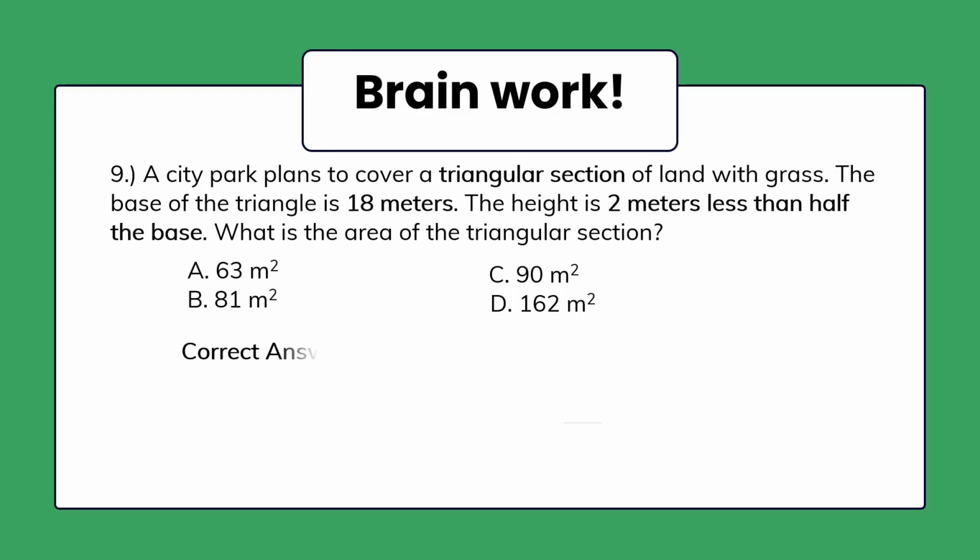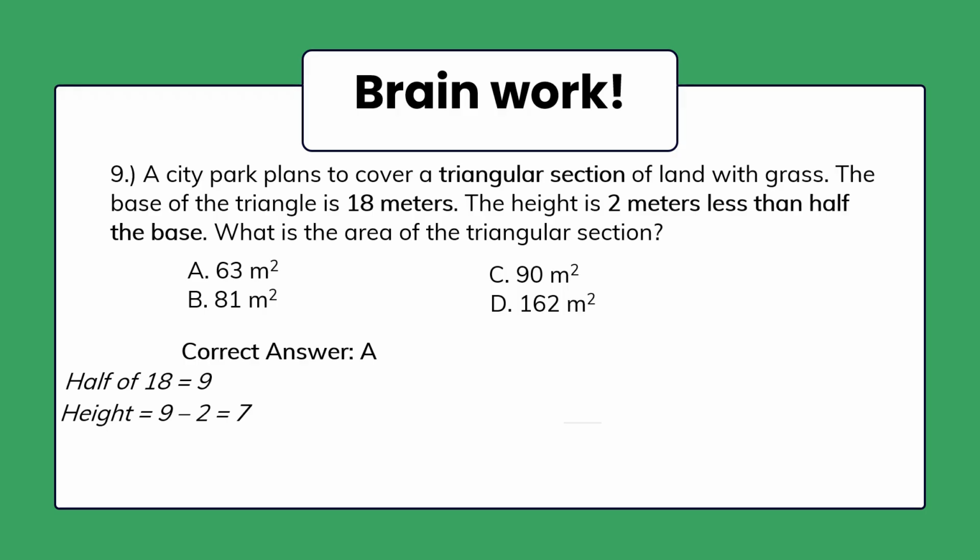Alright, the correct answer is letter A, 63 square meters. How do we get 63 square meters? Let's analyze the problem. So, the base is equal to 18 meters. The height is 2 meters less than half the base. So, if the base is 18 meters, half of it is equal to 9 meters. But there's more. The height is 2 meters less than half the base. So we have 9 minus 2. So therefore, the height is equal to 7 meters.